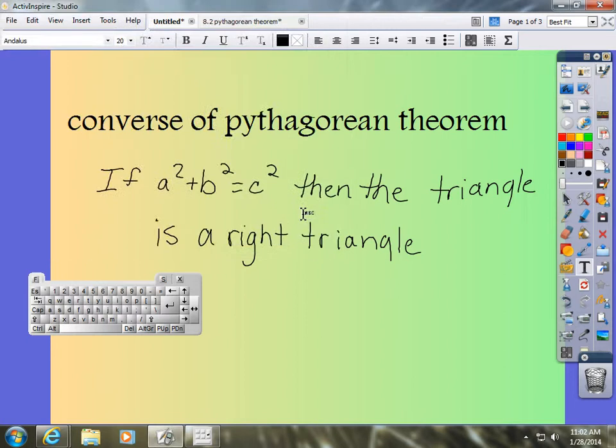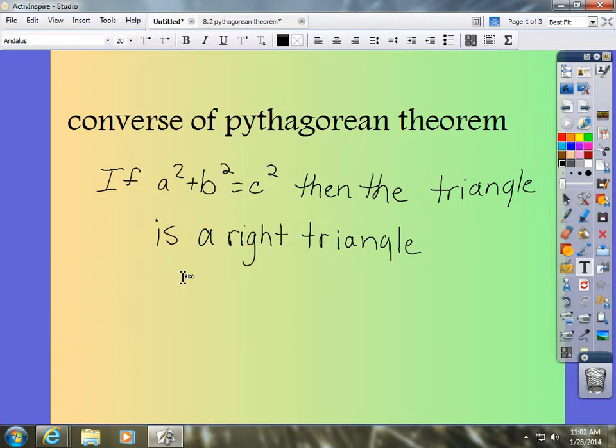Okay, welcome class. Today we're going to talk about the converse of the Pythagorean theorem. And it says that if a squared plus b squared equals c squared, then the triangle is a right triangle.